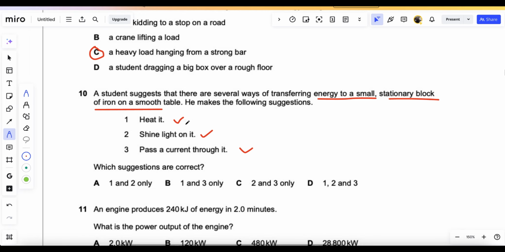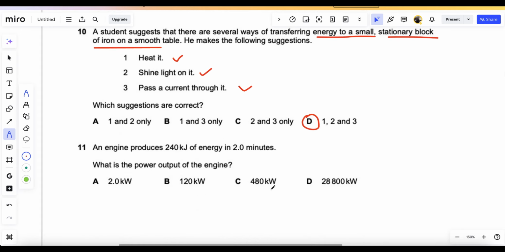1, that's true. Shine light on it, yes, that's true. 3, pass a current through it, yes, that's true. So I think all 3 methods are correct. Which suggestions are correct? 1 and 2 only, 1 and 3 only, 2 and 3, or 1, 2, 3. I think it's 1, 2, 3. Now we go to question 11.